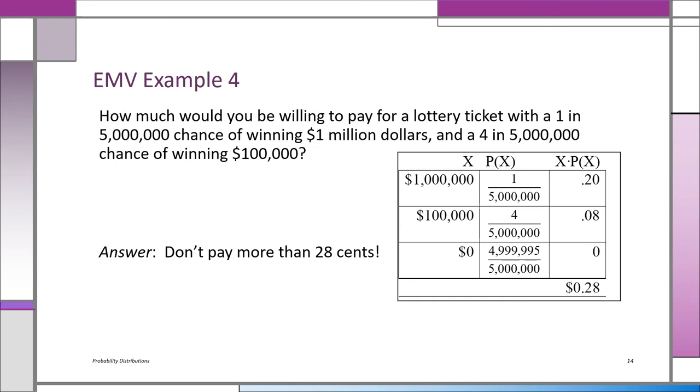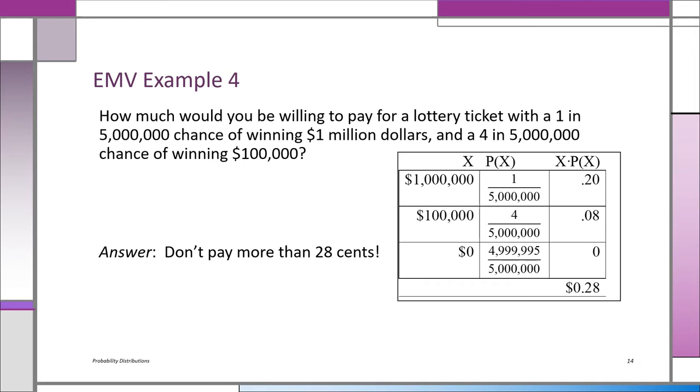This example might remind you of a lottery ticket, and in fact, that's what it represents. We're looking at a lottery ticket, and you've got one chance in 5 million of making $1 million, the jackpot, four chances in 5 million of making $100,000, and the rest, 4,999,995 over 5 million, of making zero. Remember, all the probabilities have to add up to one.